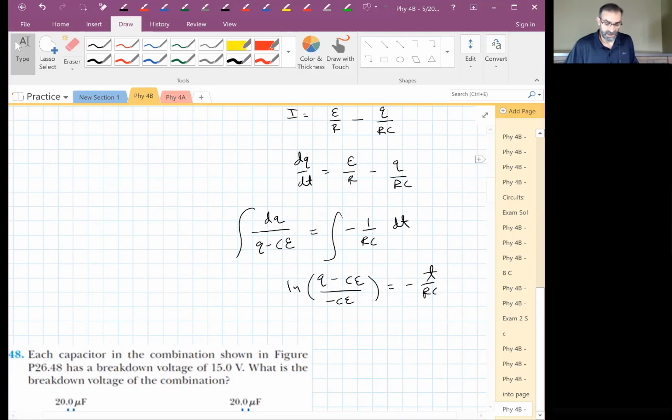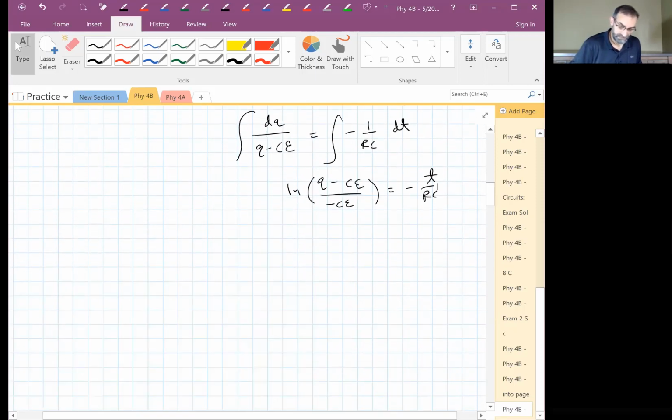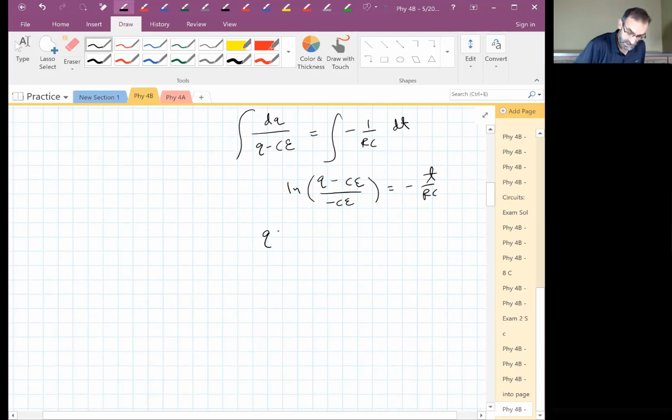And so we want to get Q as a function of time. That's the objective here. We want to know what's the charge on that capacitor as a function of time. How is that changing in time? So it's going to equal its maximum charge times 1 minus e to the minus t over RC.